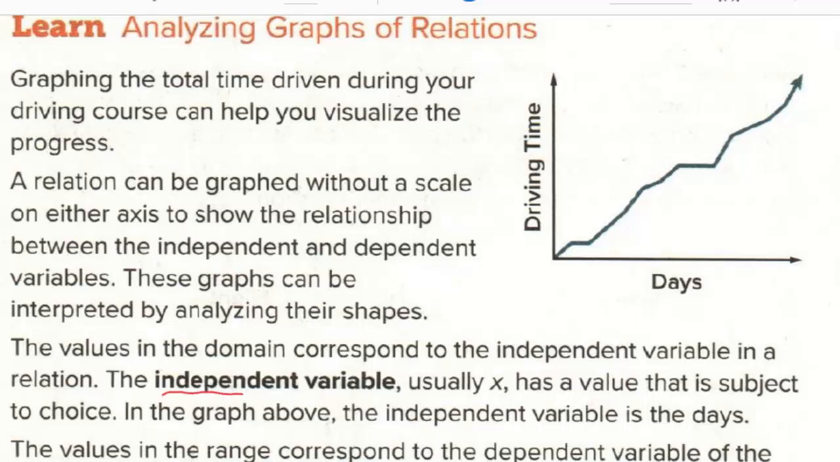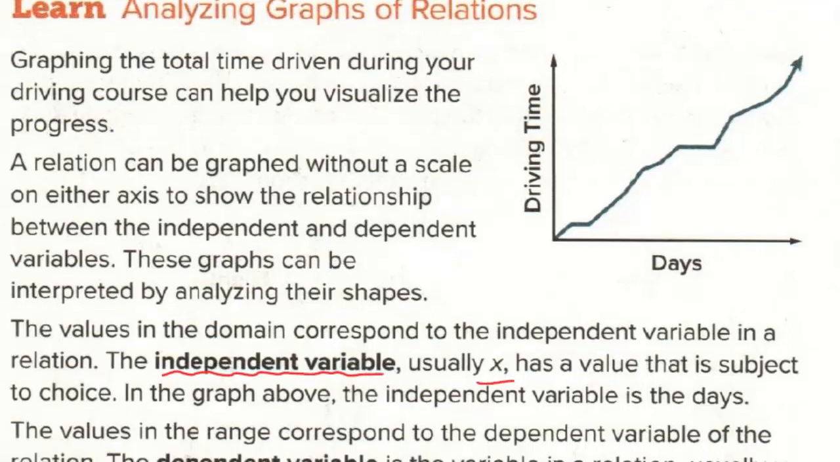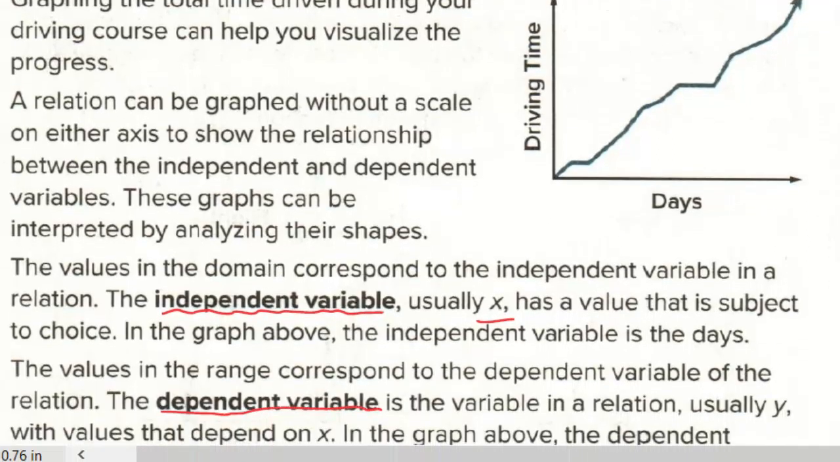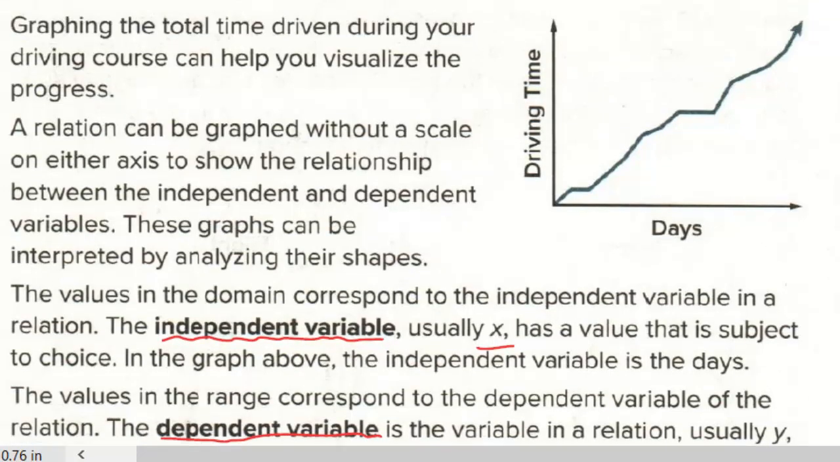So independent is the input, we usually call that the x, and the dependent is the output, which we refer to as the range. Often we use that with y. So in this one we have an input value of days going in this direction. So that's our independent. And we have an output of driving time going in this direction. And that would be our range or dependent variable.